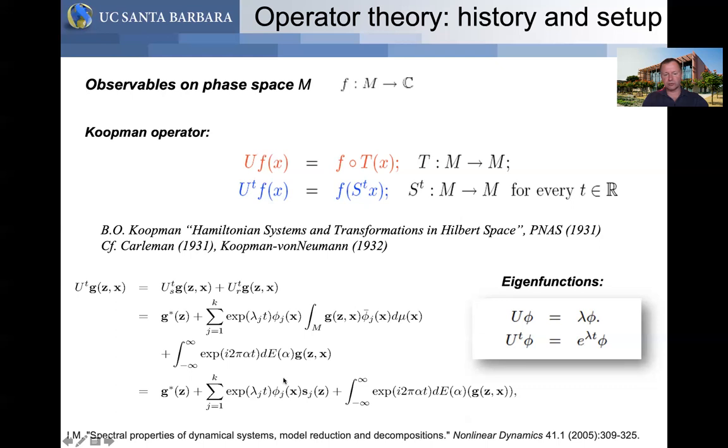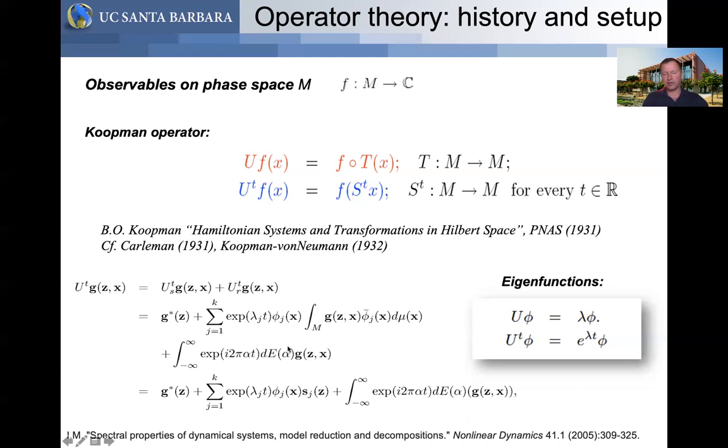The phi j's are the Koopman eigenfunctions. This is the time evolution, which is exponential. Lambda j can be complex, so this potentially could be oscillations or growth or decay or combinations of those. This is the time average, and this is the continuous spectrum part.